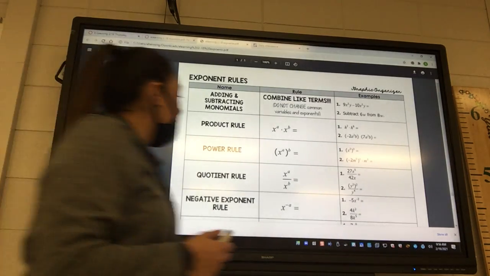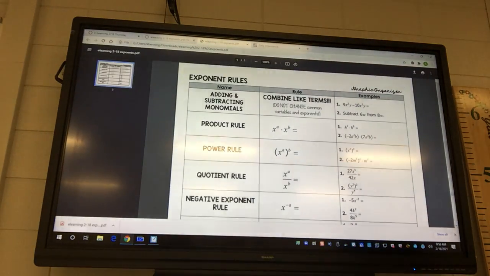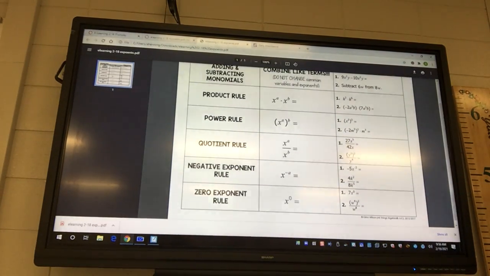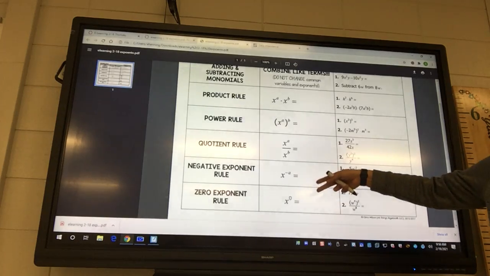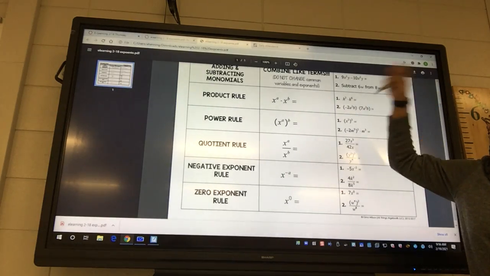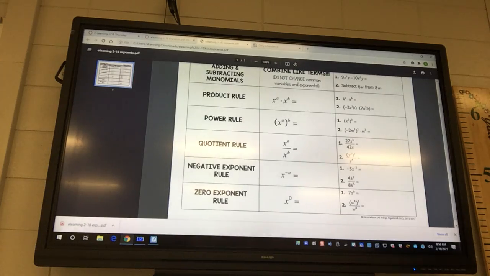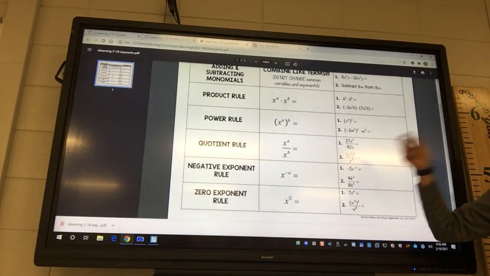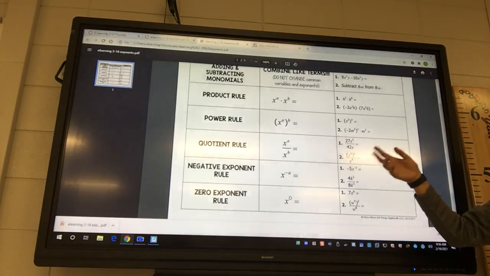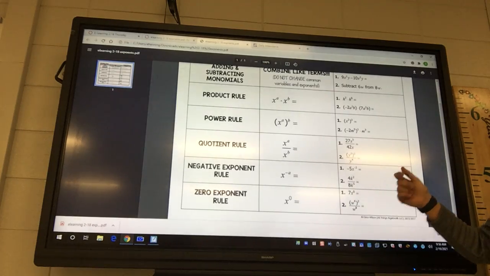Okay, we got the product rule, the power rule, the quotient rule. Quotient means divide. Okay, the negative exponent and the zero exponent, those ones you guys are super good at. I would even say the product rule you're pretty good at. It's the power rule that some of you guys are struggling with. So if you have not done this e-learning, fill it out somewhere on a piece of paper so that you have it for your test day.